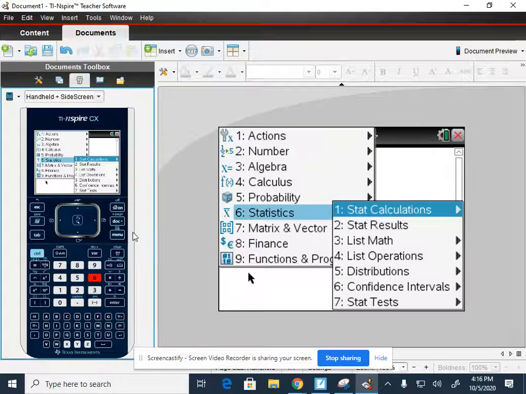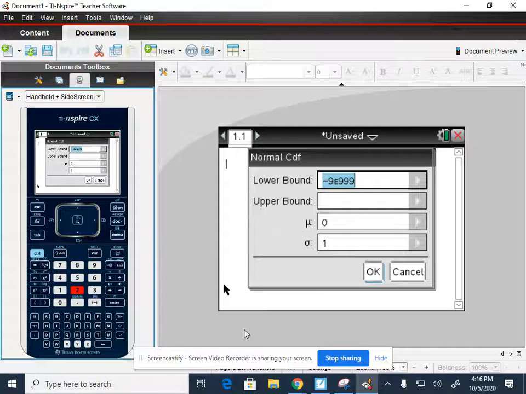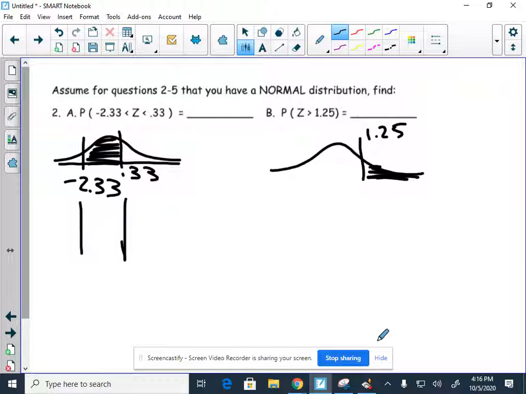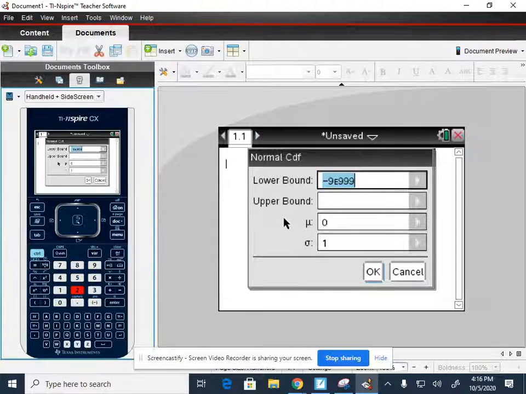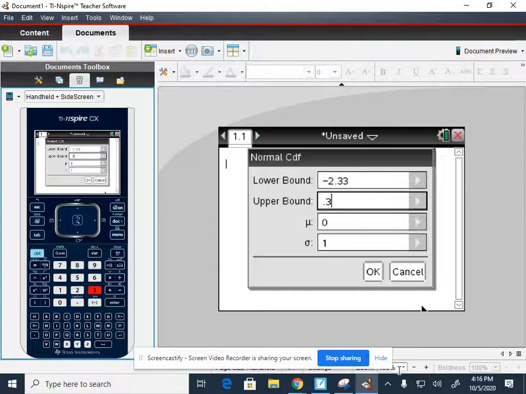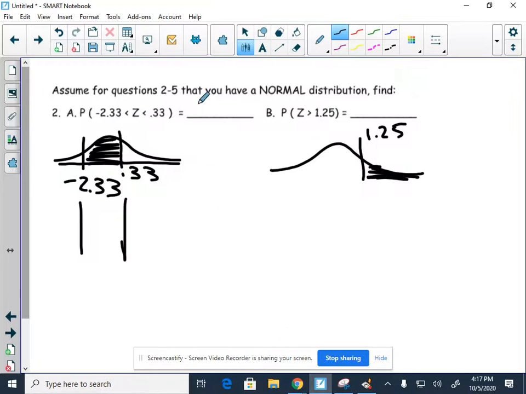So we're going to go menu 652. We're going to go to normal CDF. On this one, we're just going to put in our lower boundary. Remember, our boundaries are left hand and right hand. We're trying to capture that part of the screen. So we're going from negative 2.33 up to 0.33. Sorry about the wait there. That was kind of annoying. Okay, so we get 62%. On this one, if I were to give that, all I'd be looking for is an answer, a simple 62%.